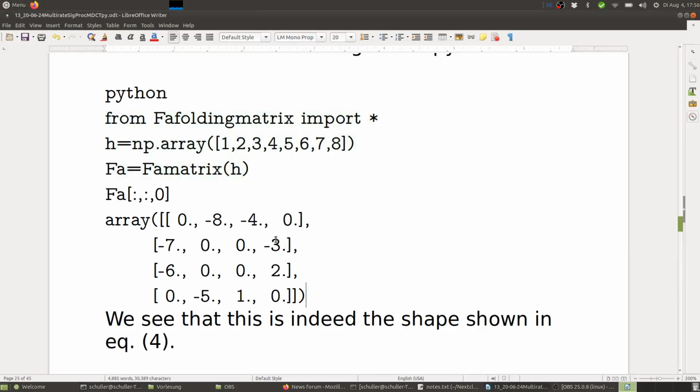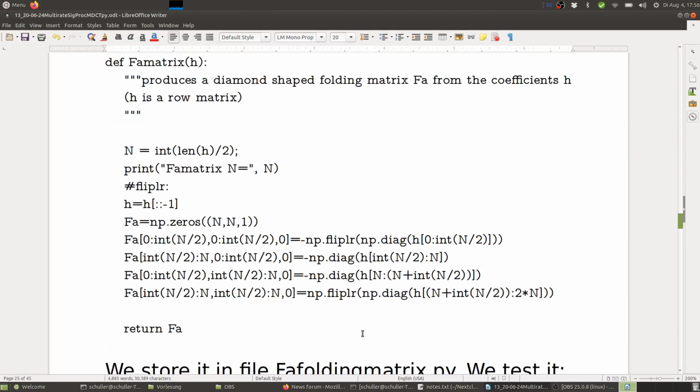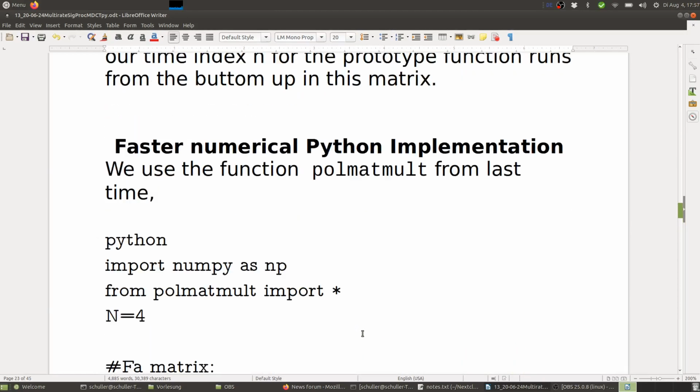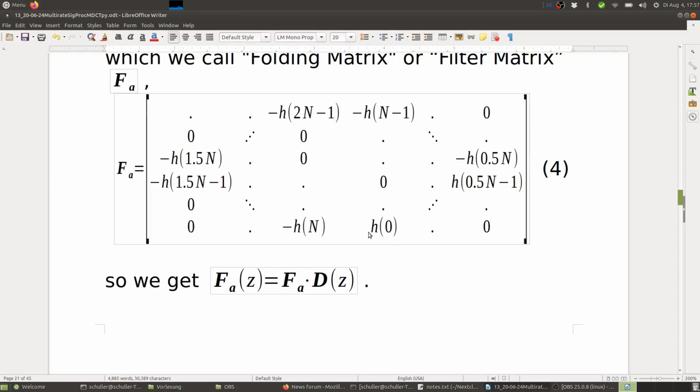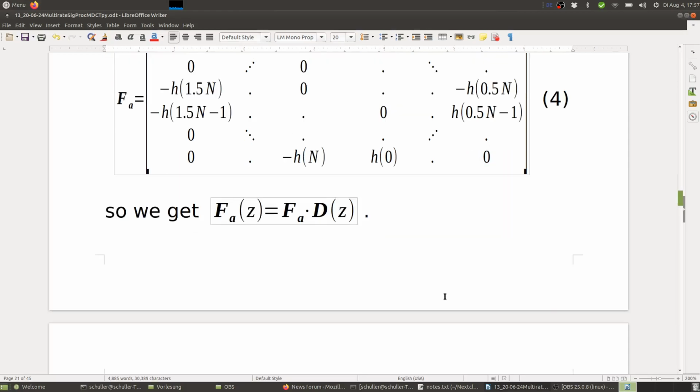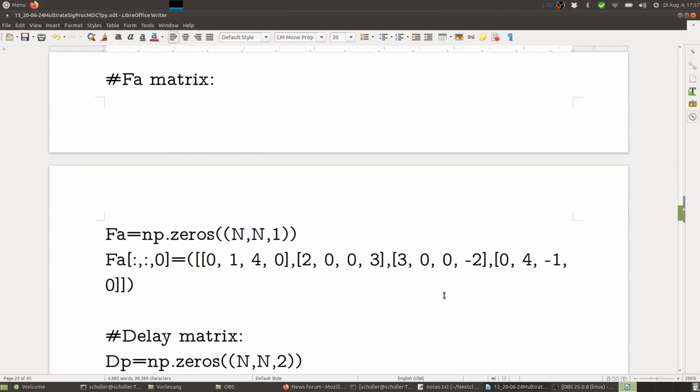Yeah, so here you can see the result, and we see that this is indeed the shape shown in equation 4. Right. So let's check equation 4. Where do we have equation 4? Here you can see it. So you can see indeed here we have positive entries, and then the rest are negative entries here. And they go from the bottom up, first on the right hand side and then on the left hand side. So that works.